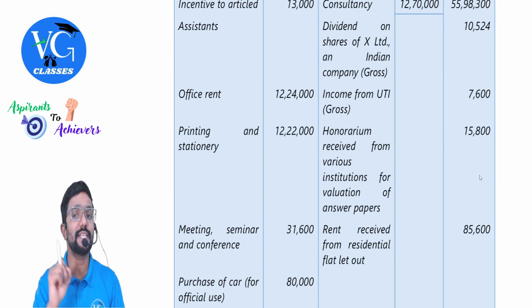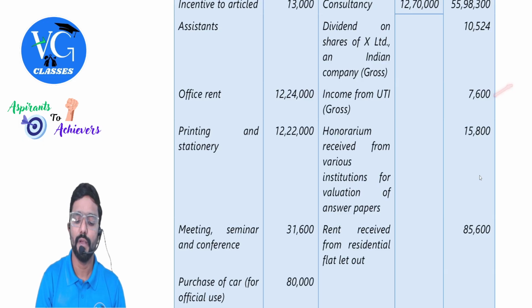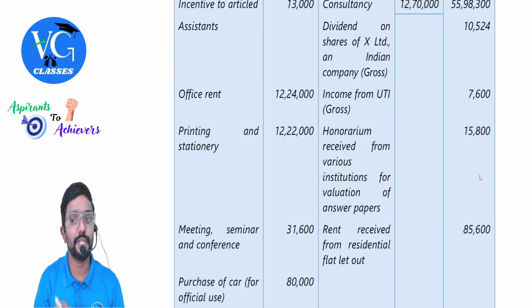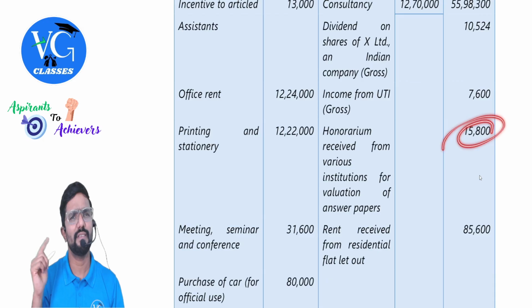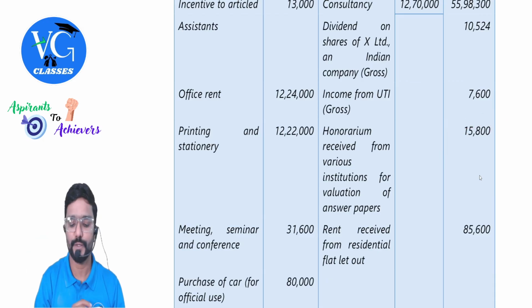Dividend on shares of X Limited, an Indian company, gross 10,524, other sources. Income from UTI, gross 7,600, again other sources. Honorarium received from various institutions for valuation of answer papers, 15,800. This is also taxable under other sources.